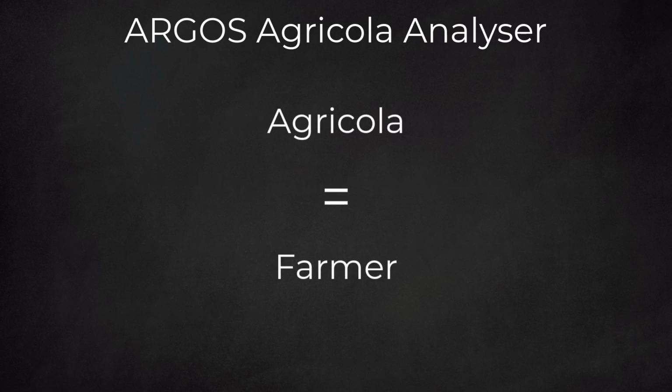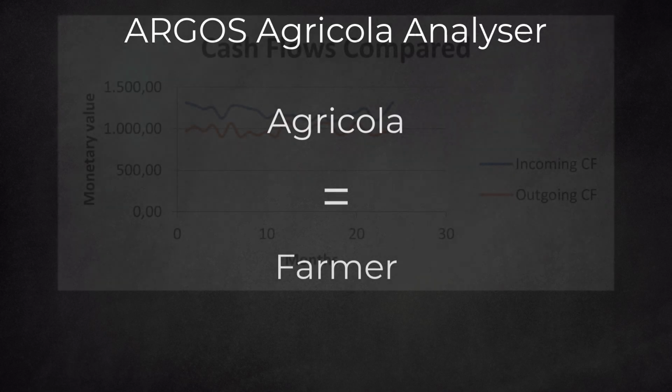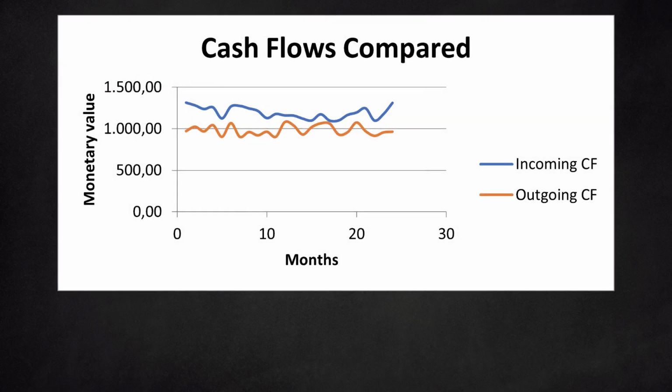Before we move on, let us explain the name Agricola. Agricola is the Latin word for farmer. The farmer's cash flows are a good predictor of financial stability. We try to forecast future cash flows. We distinguish the revenues or incoming cash flow, and the expenses or outgoing cash flow.